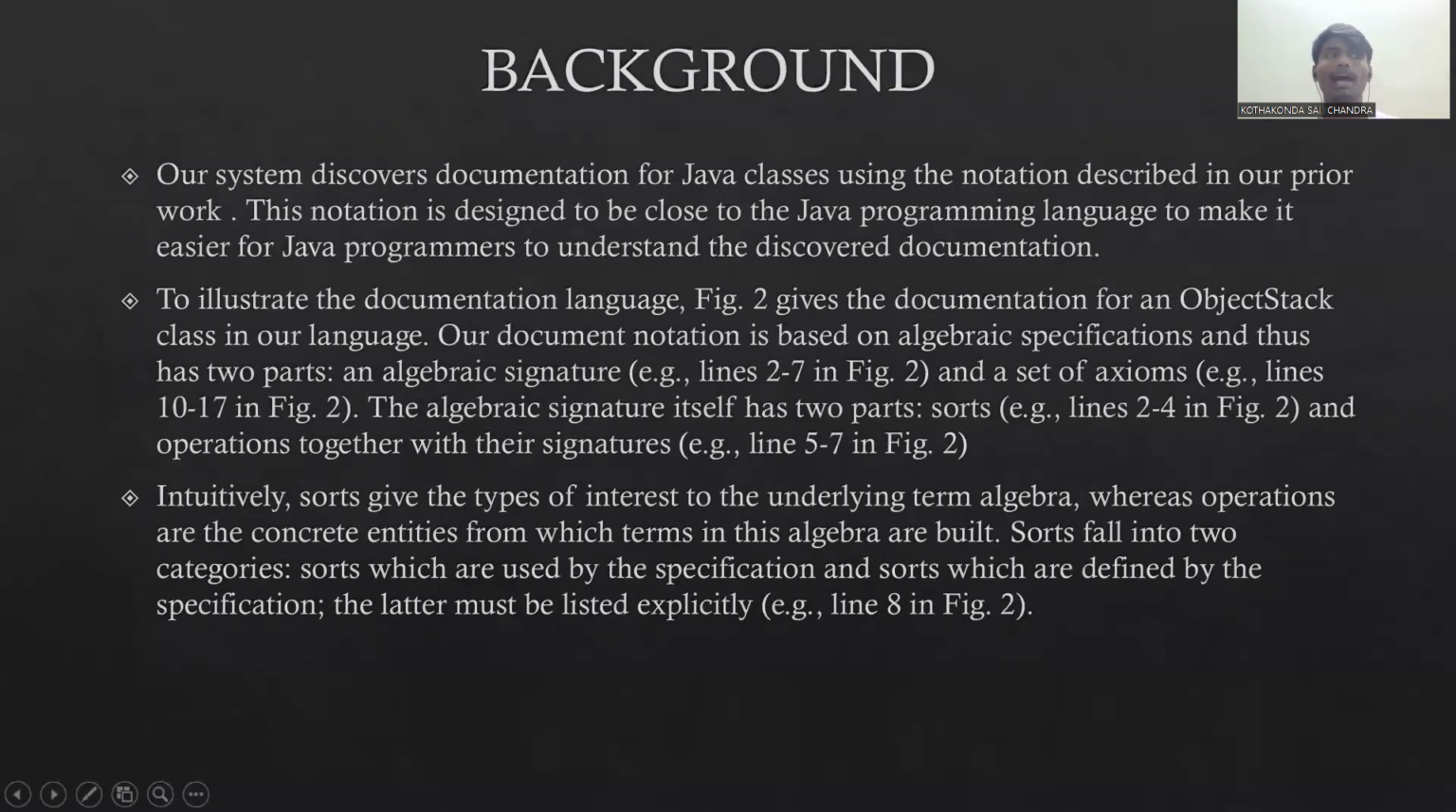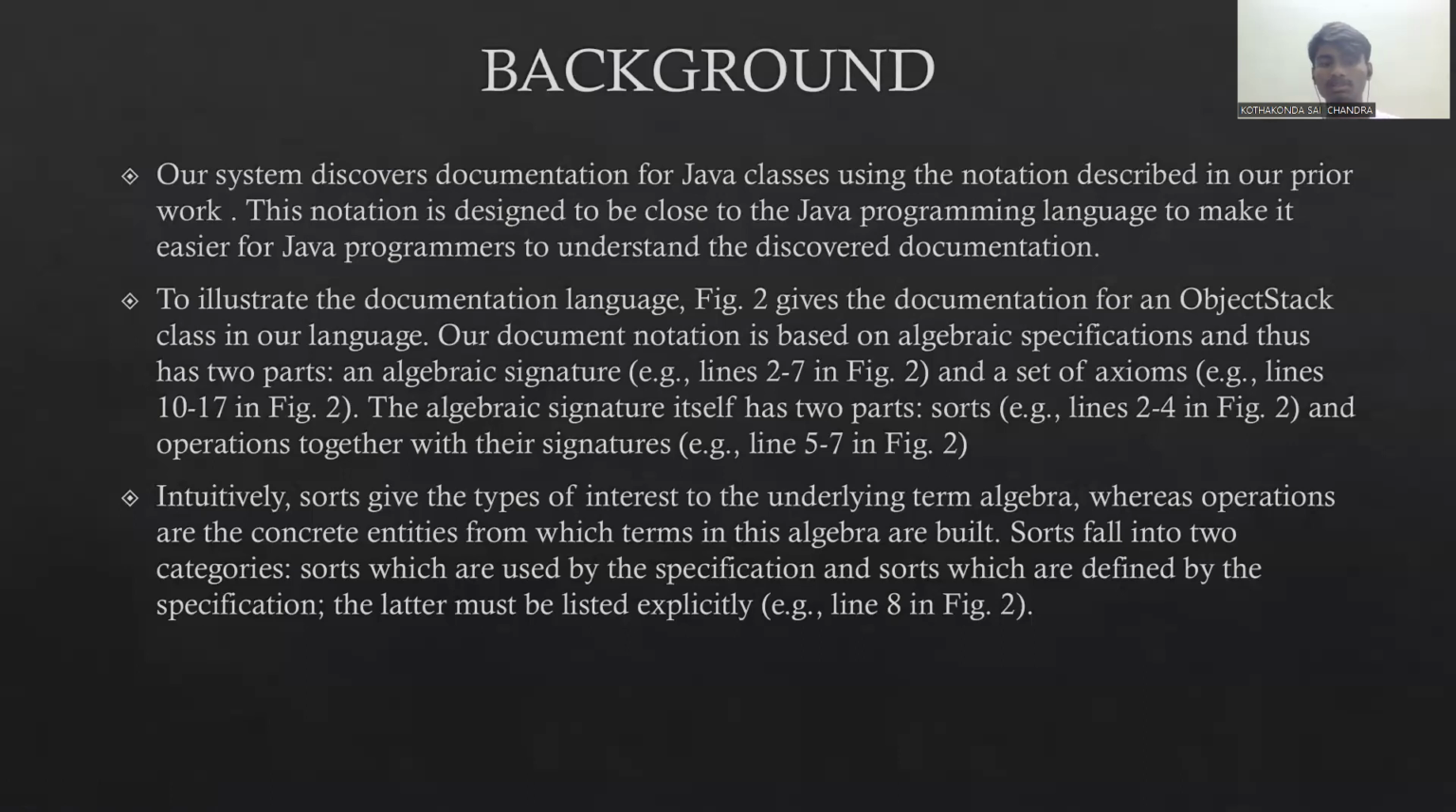The next thing is the background. The background of this topic is that our system discusses the documentation of Java classes using the notation described in our prior work. This notation is designed to be close to the Java programming language to make it easier for Java programmers to understand the discovered documentation. To illustrate the documentation language, figure 2 gives the full documentation of an object stack class in our language.